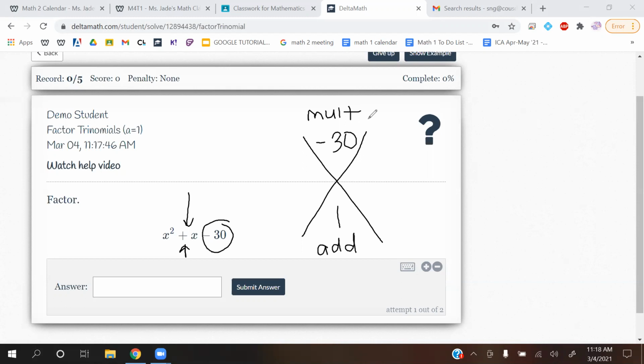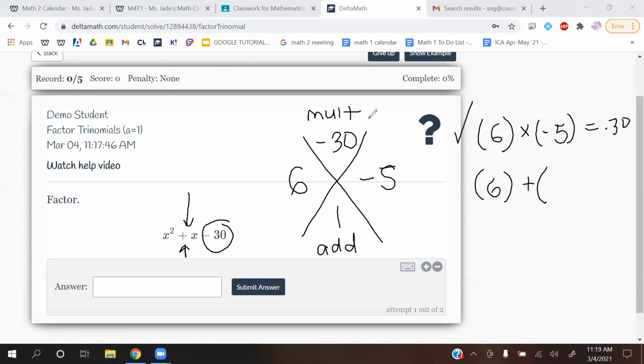So if you think about that, I can think of 5 and 6. So if I do positive 6 and negative 5, let's take a look. Positive 6 multiplies by negative 5, you're going to get negative 30. So this works. What about when you add them? 6 plus negative 5, that gives you positive 1. And so that works as well. So now we got our two numbers, 6 and negative 5.